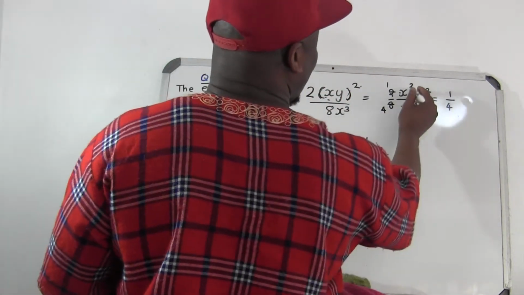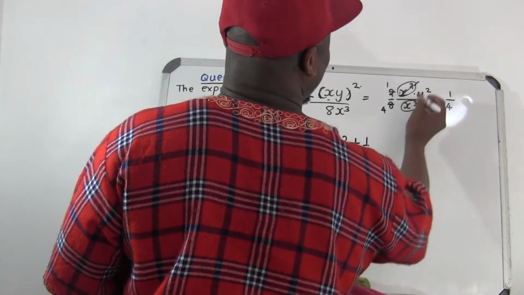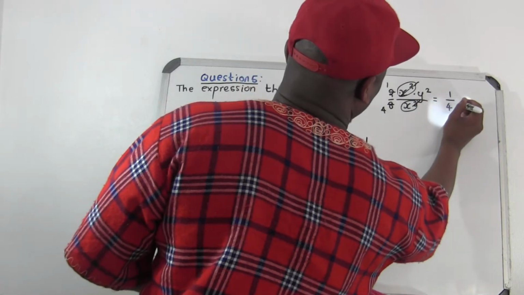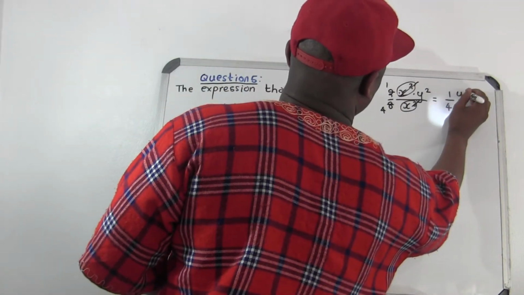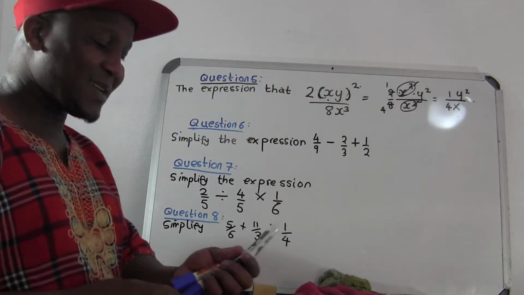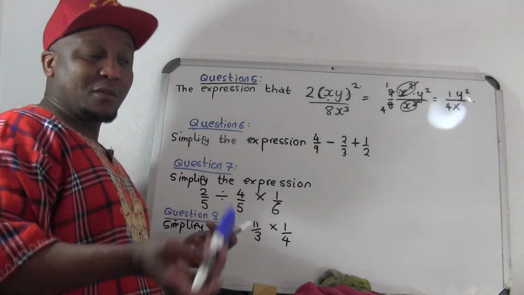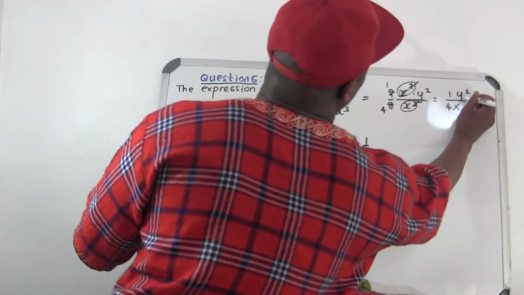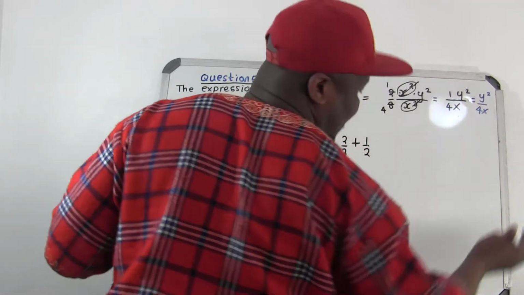And then look, there are 2 x's on top and 3 x's at the bottom. What does that mean? 2 of them are going to go, so we're left with only 1 x. And on top, I have a y square. Okay, so that's going to be my final answer. 1 times y square is the same as y square, so the answer is y square over 4x.